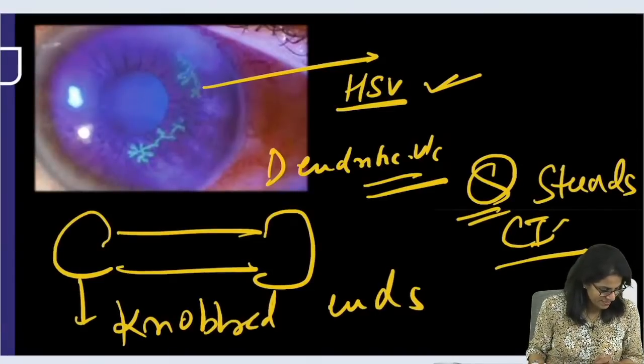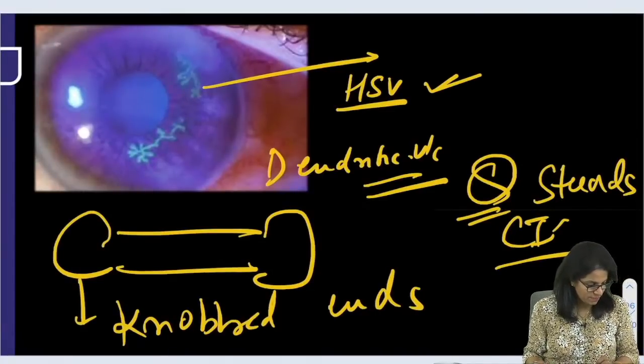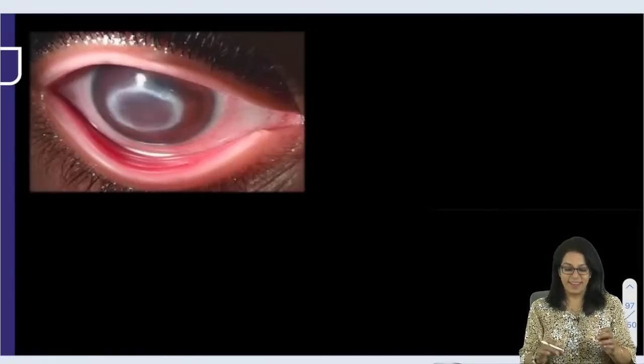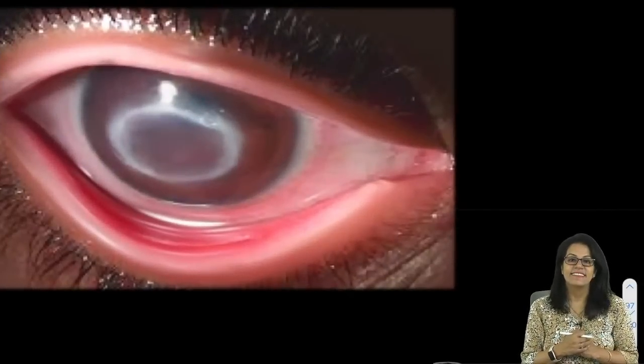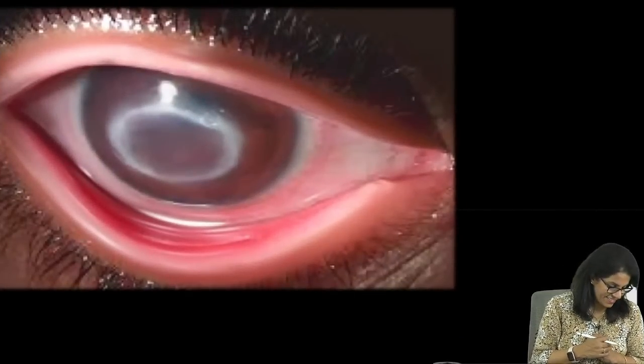Yes, awesome. What happened, Pihu? What happened? Then what is this one? What are you looking at here?